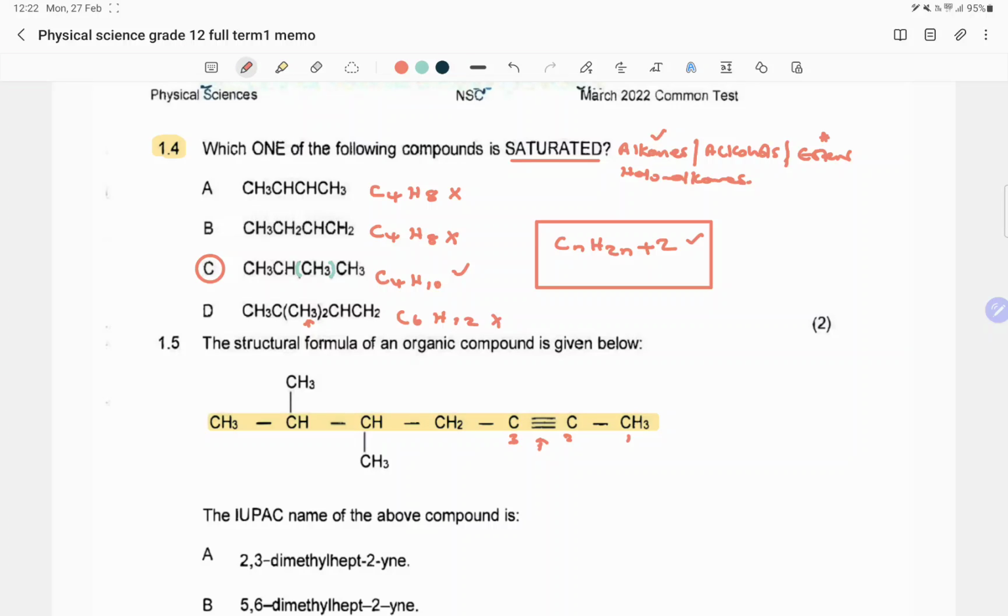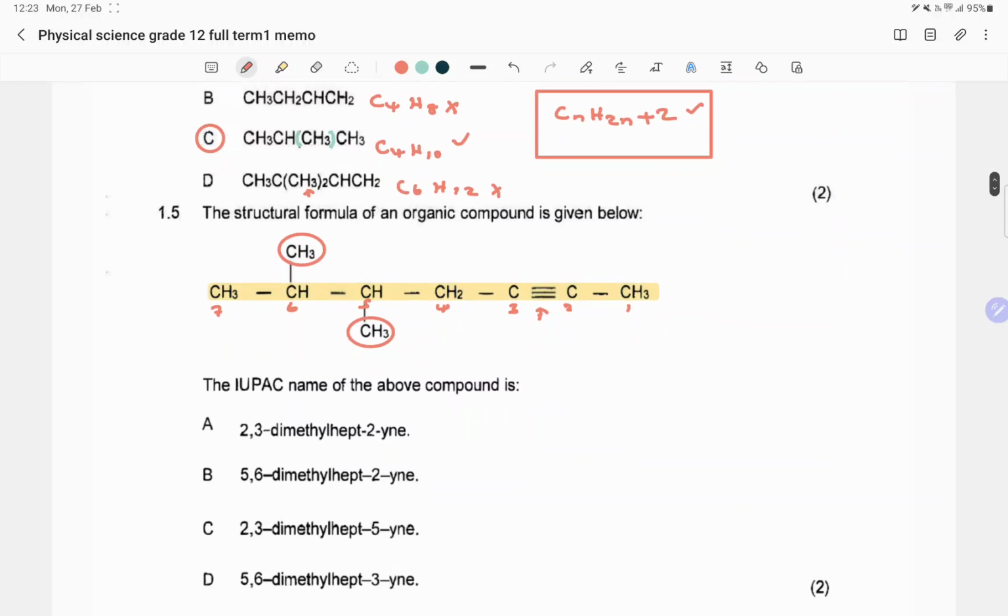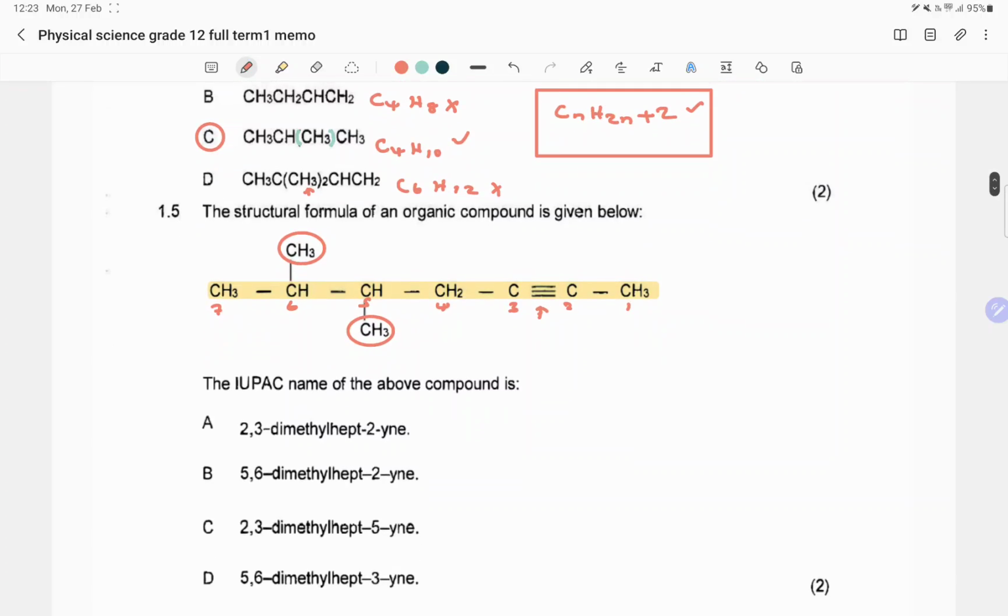And then of course we've got these 2 methyl groups. So we have to think about them as well, but we already know that this is carbon 4, 5, 6, 7. Now let's discuss what is going on here. We are looking for the IUPAC name of our molecule, and we can already see that this is a hept-2-yne.